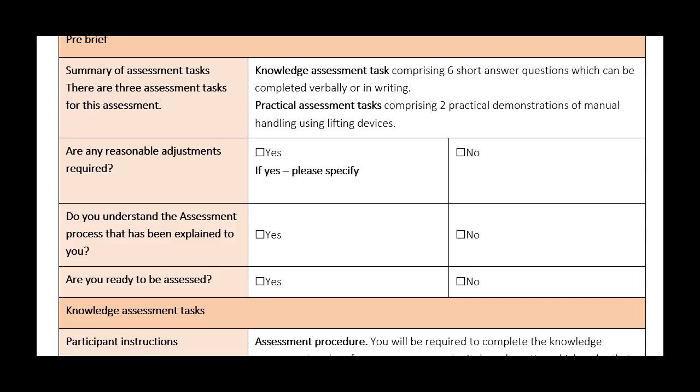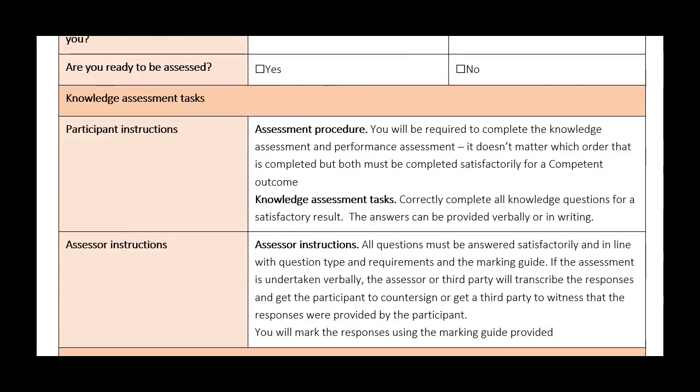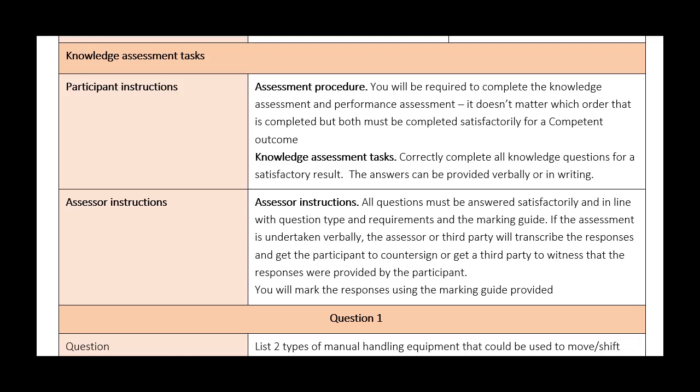He has already been pre-briefed and has agreed to be assessed. So we can fill in any reasonable adjustments and put that he had agreed to be assessed. Otherwise, he wouldn't have submitted that video. So just remember, if there is a reasonable adjustment made, we do need to document that. You'll see for the knowledge assessment task, there's instructions for Billy and there are instructions for you as the observer.